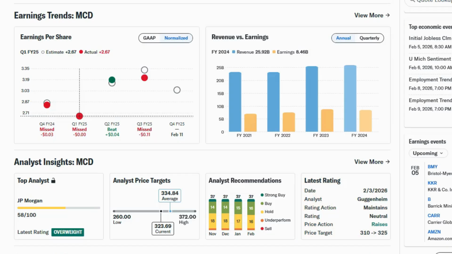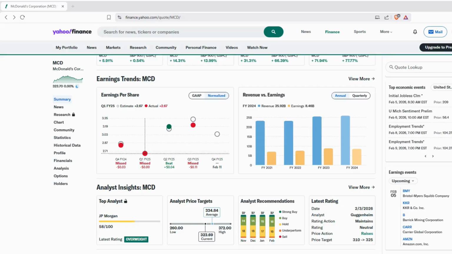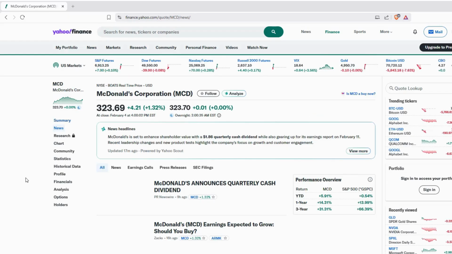This single page already gives you a powerful overview of a stock: price action, valuation, income, risk, and market expectations, all in one place. Let's look at the other tabs. Once you click the News tab, it shows you all relevant news about the McDonald's company.